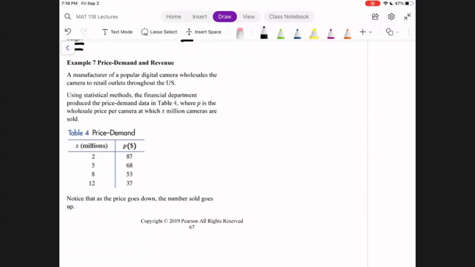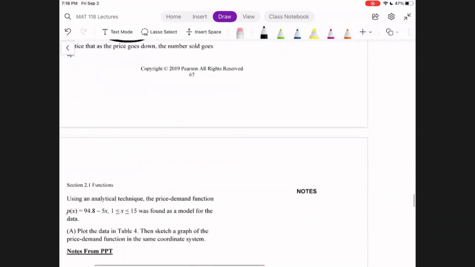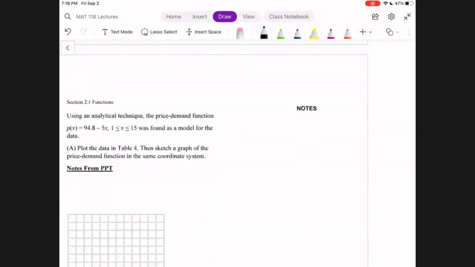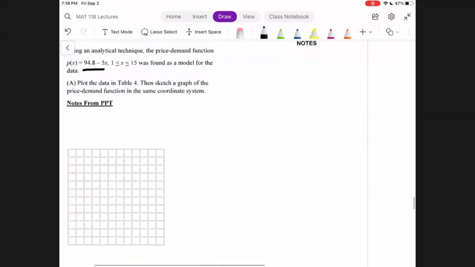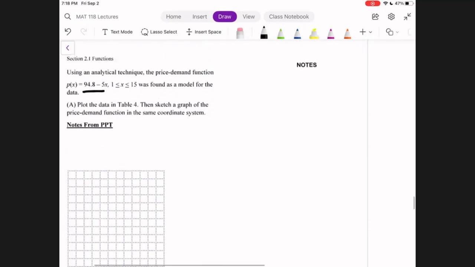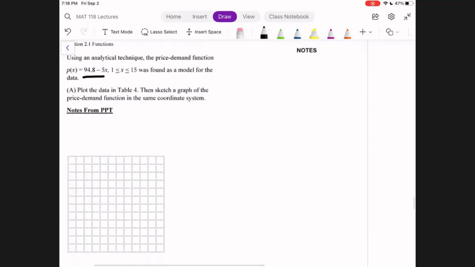So let's look at this example here. We have our price demand. You might have seen this from some homework you have done already. So they give you the equation, and they want you to plot the price demand on the same axis. So we don't have any axis here. So what I would suggest is, let's just look at Desmos here. We're going to get used to Desmos.